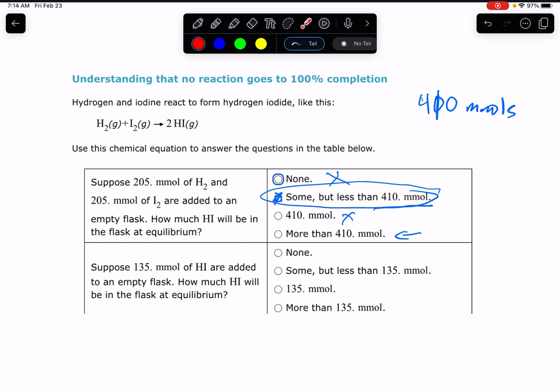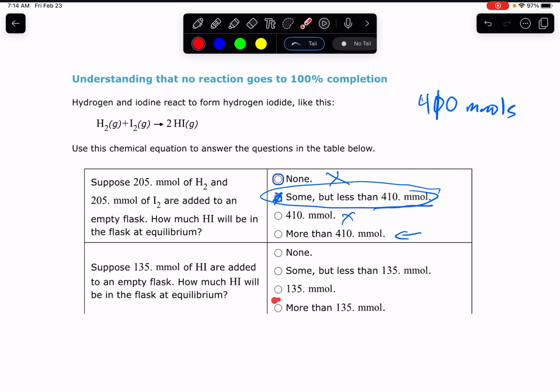So if we start off with 135 millimoles of HI, and that's it, the only direction we're going to go is this direction. And because no reaction goes to 100% completion, we're going to go back and say, well, how much HI will we have at the end? Will all of this go over here? Well, the answer is no. Some, but less than 135. That's a pretty vague answer, but in reality, it's true, right? Because some is going to go over here, but it's not going to be the full 135 because, again, nothing goes to 100% completion. So I'm going to put a little check mark by this.